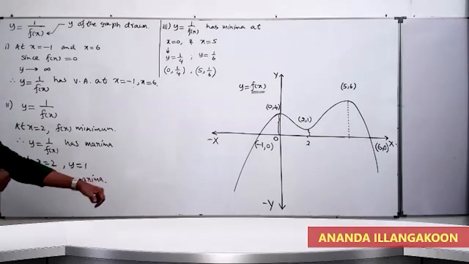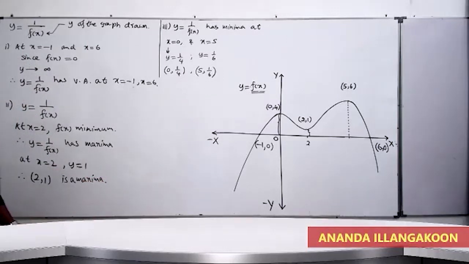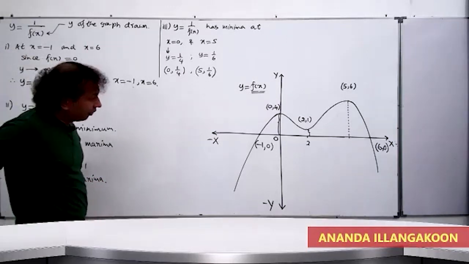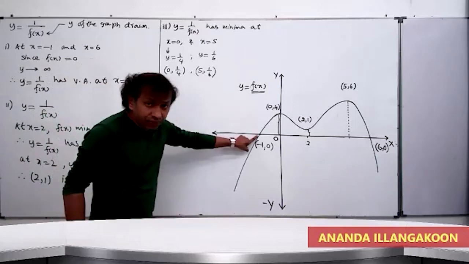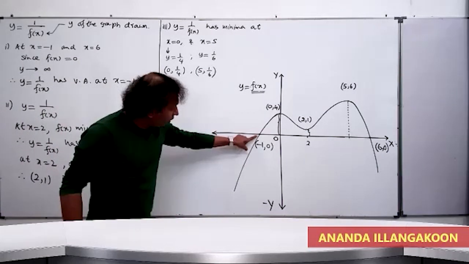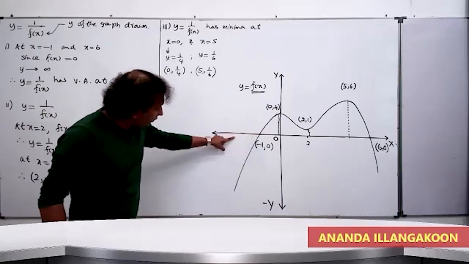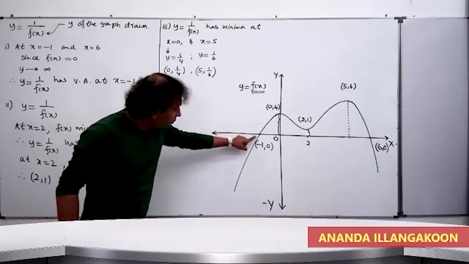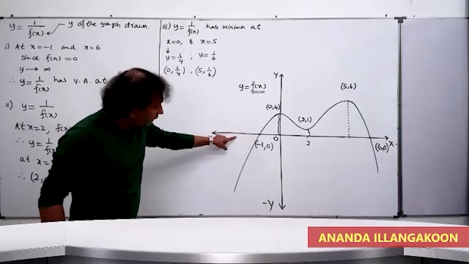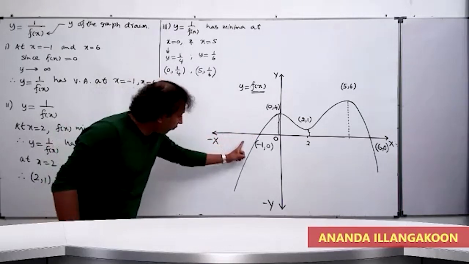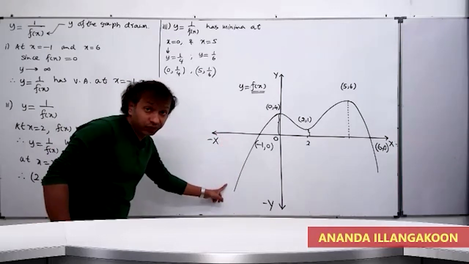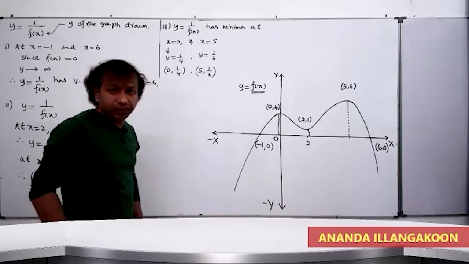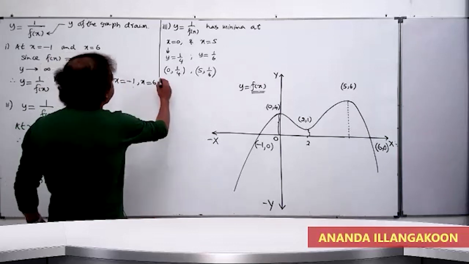Okay. Now people, next one. You can see here, when we move along the x-axis towards the negative infinity direction, what can we say about this? Y going to negative infinity. Right. Okay. Then next one.